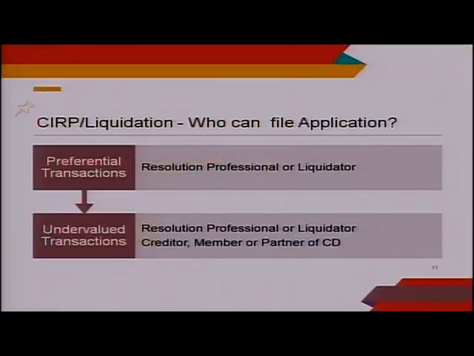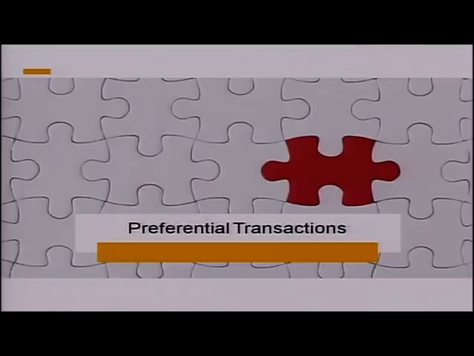Right. So if we move on to the next item, talking about preferential transactions. Now, who can file the application? This is also important. For preferential transactions covered under Section 43, it is the resolution professional or liquidator. So this is their responsibility. Similarly, under undervalued transactions, of course, the primary responsibility is that of the resolution professional or liquidator, but the undervalued transaction section also provides that a creditor, member or partner of a CD under Section 47 can also do it if the resolution professional or liquidator fails to do that. And I mentioned the consequences of not filing that.